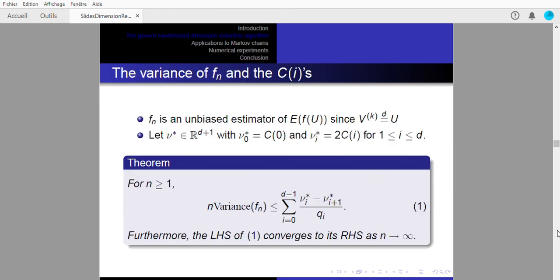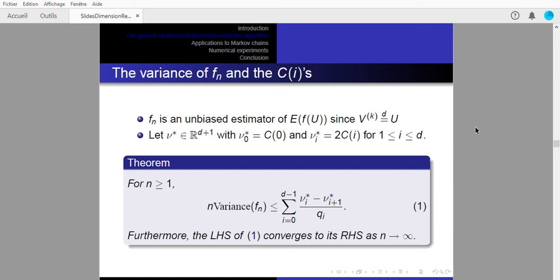Good. And actually Fn is an unbiased estimator of the expected value of f of u, because each Vk has the same distribution as u. So each of the vectors Vk that we have simulated by our algorithm has the same distribution as u, and so the expected value of f of Vk is equal to the expected value of f of u, and so this implies that the expected value of Fn is exactly equal to the expected value of f of u.